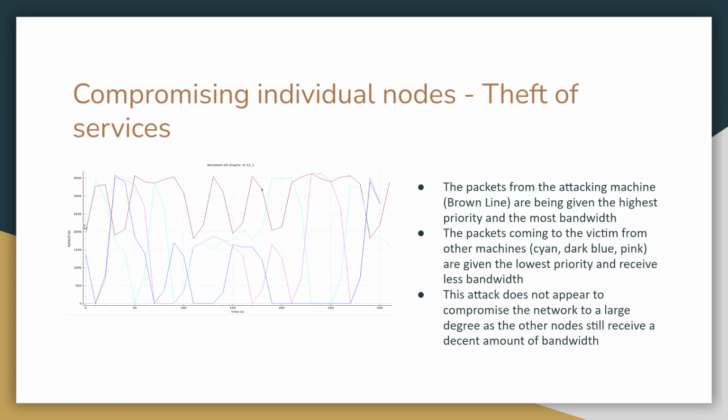As we can see, the brown line has a way more steady amount of bandwidth than any of the others. This is due to the fact that the attacking machine's traffic has a lot more priority given to it than all of the other ones. Blue, pink, and cyan all have low priorities, while the brown line has a very high priority in comparison.